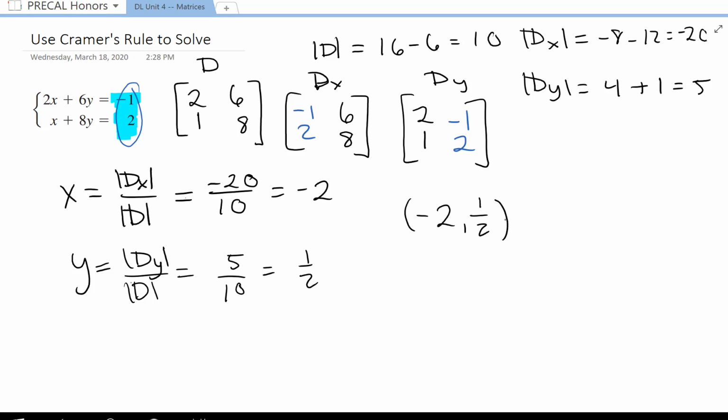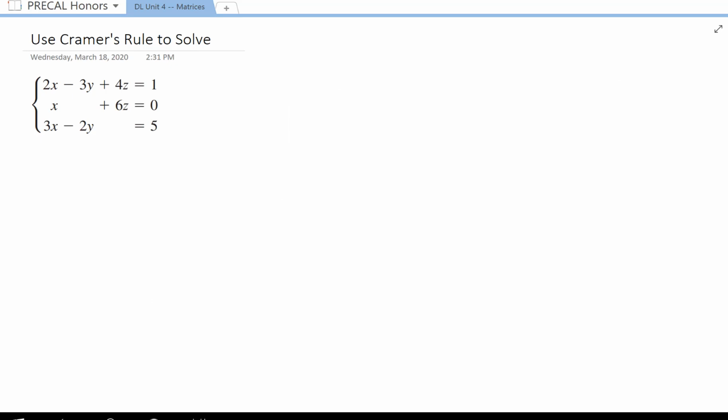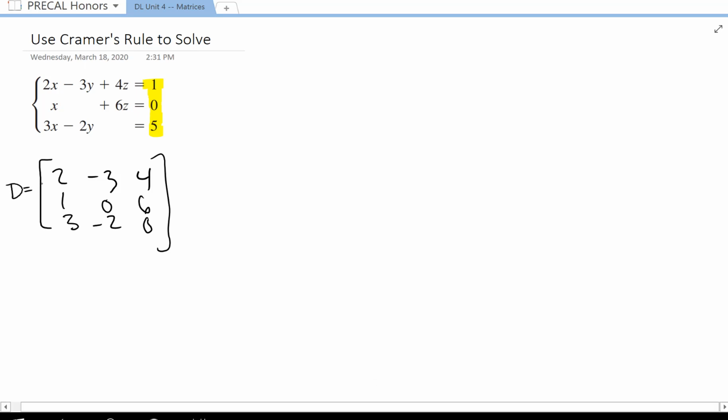Let's do one more example. Okay, so our coefficient matrix is 2, negative 3, 4, 1, 0, 6, 3, negative 2, 0. And we'll just highlight our constants. Those will be what replaces the variables. Okay, so this is matrix D, and we're going to find the determinant of matrix D.